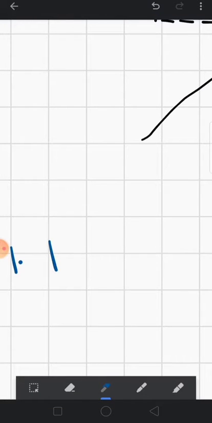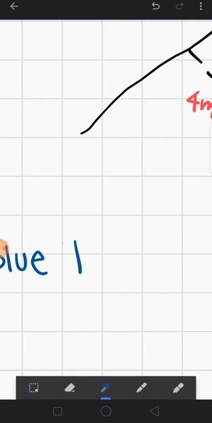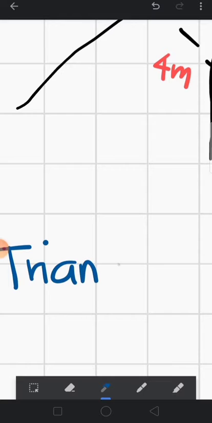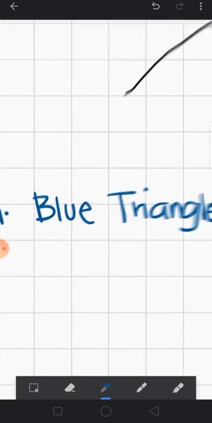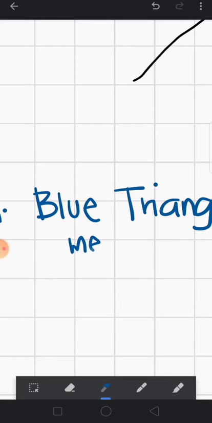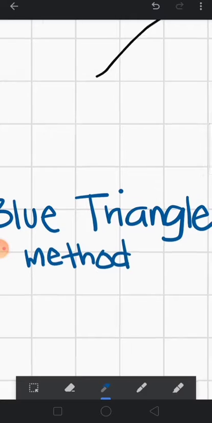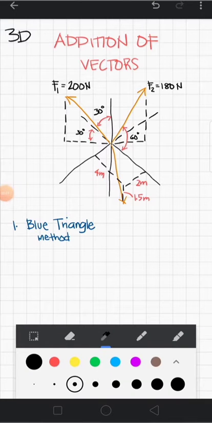So to solve the components of a force, there are three, I guess, methods to solve the Fx, Fy, and Fz of a force. And number one is what we call the blue triangle method. To solve for Fx, Fy, and Fz for the blue triangle method, we have these formulas.